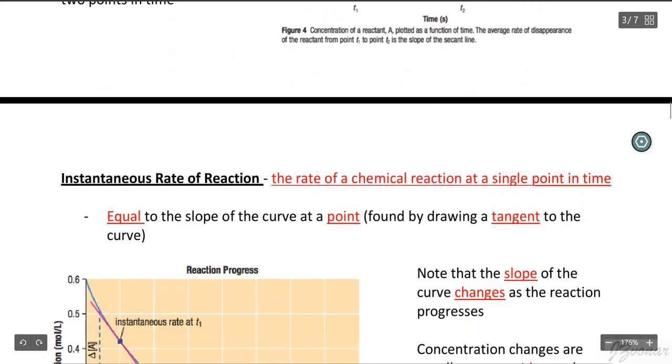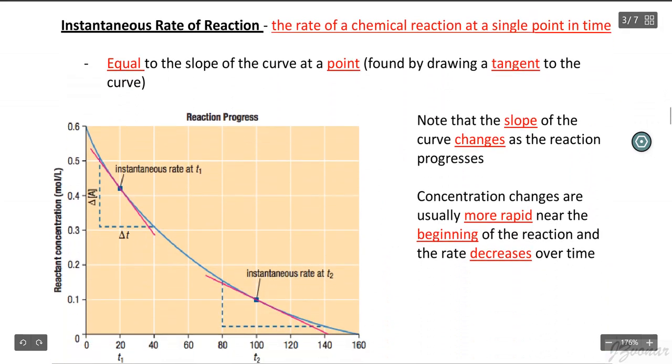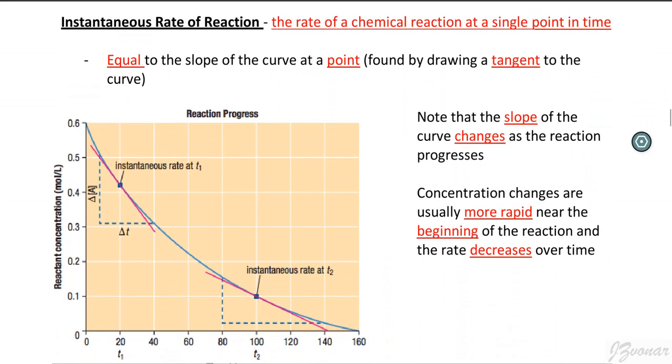Now, to determine the instantaneous rate of a reaction, the rate of a chemical reaction at a single point in time, it is going to equal the slope of the curve at a particular point. We do this by finding the tangent of the curve, and we can do that at any point within the curve. If I look at the first point at T1 and take the tangent of that line, we'll notice that the slope here is quite steep.